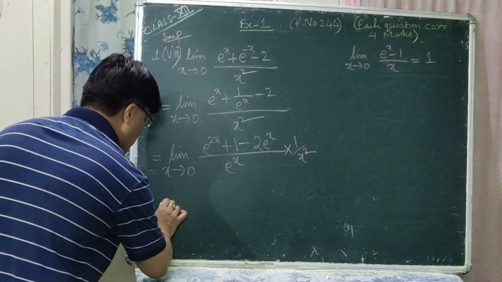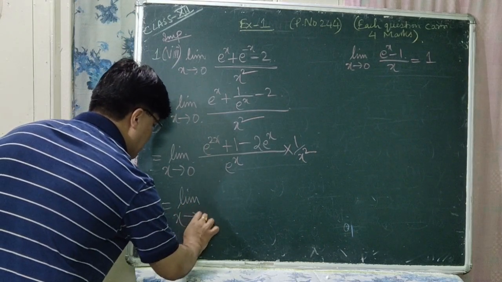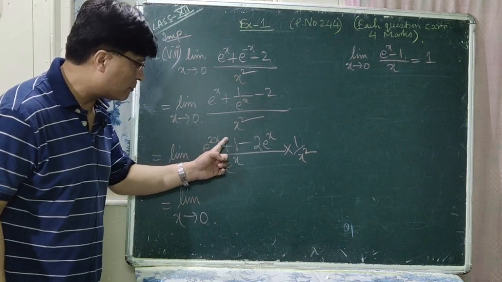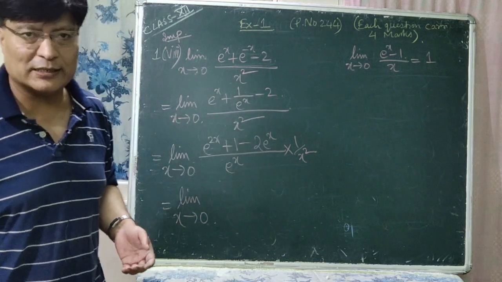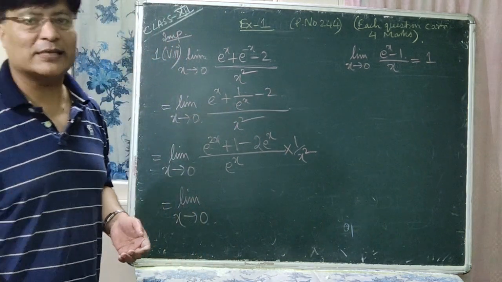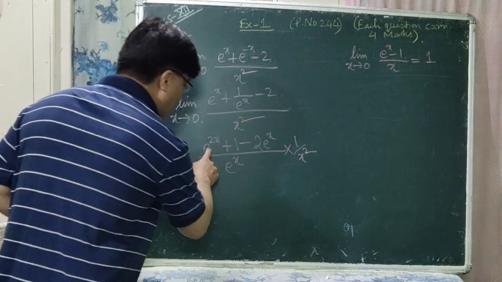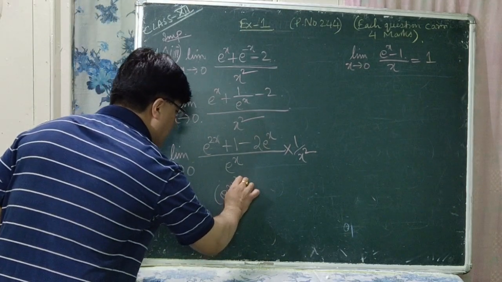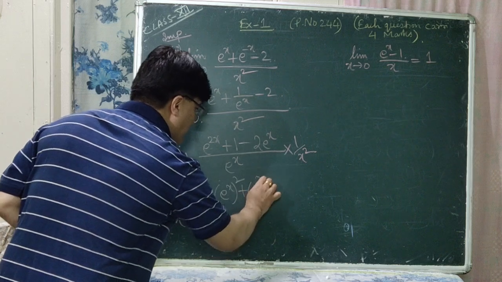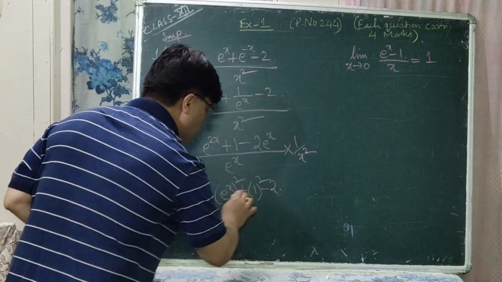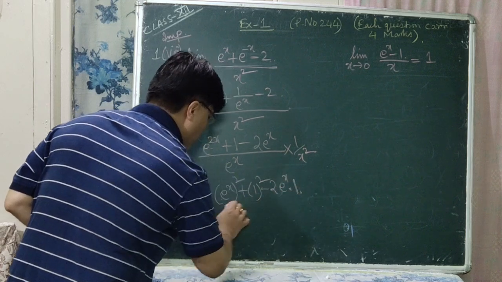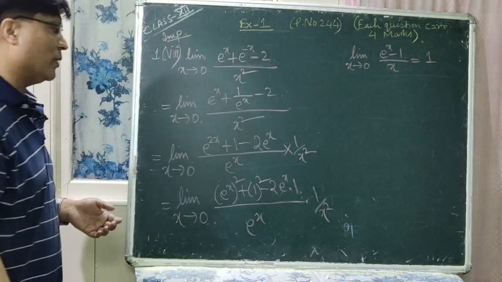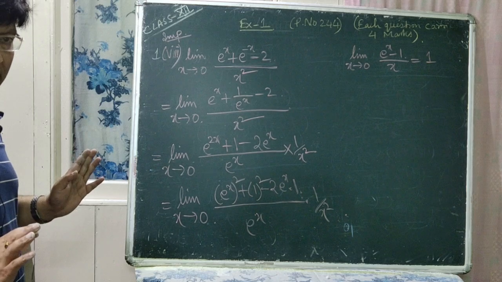Clear? So is equal to limit x tends to 0. Now in this case you can use the form here, a square plus b square minus twice ab. You know the formula, isn't it? A square plus b square minus twice ab is a minus b whole square. Now you should write it in the form of a square plus b square minus twice ab. So here what is a whole square? E to the power x whole square plus what is b whole square? It is 1 whole square minus 2 into what is a? E to the power x into what is b? 1 whole divided by e to the power x into 1 upon x square. So I think you have understood it up to here.